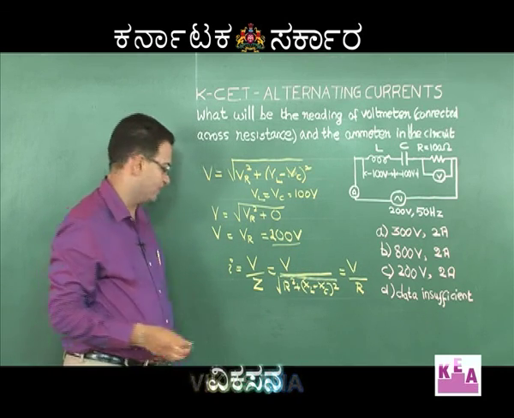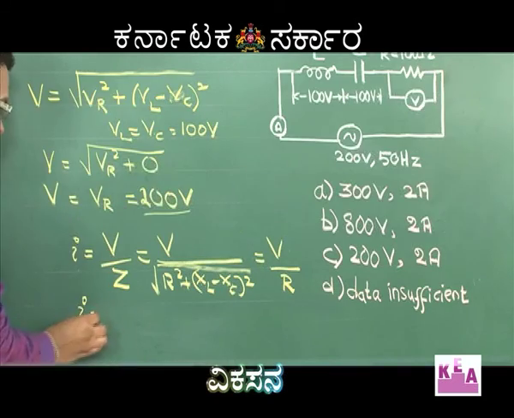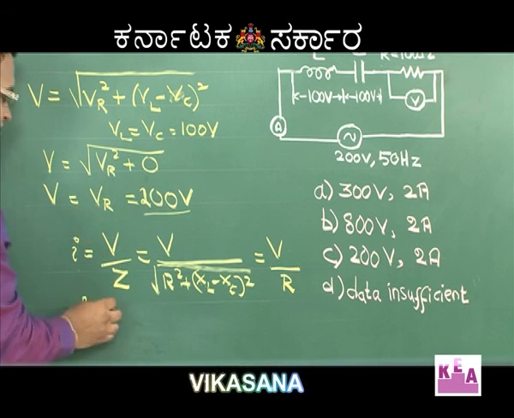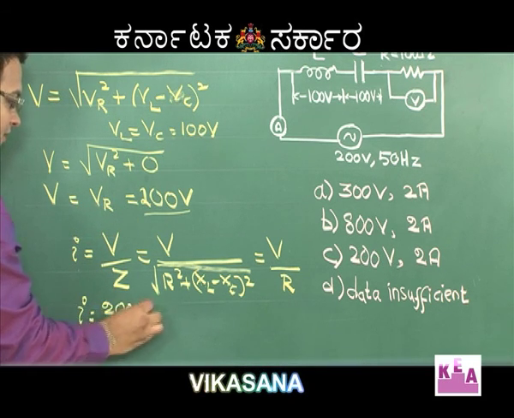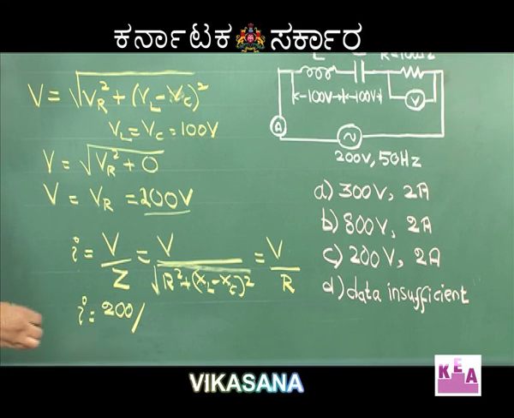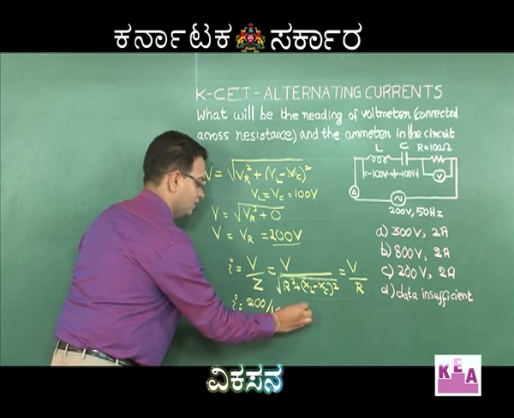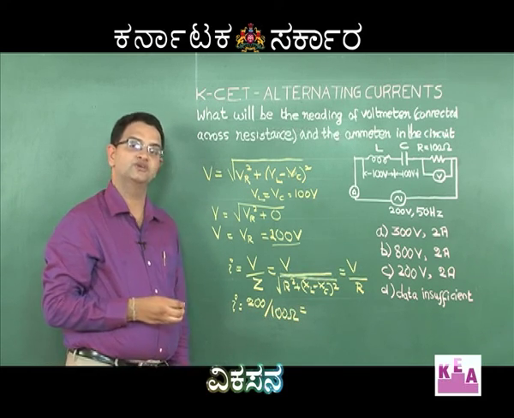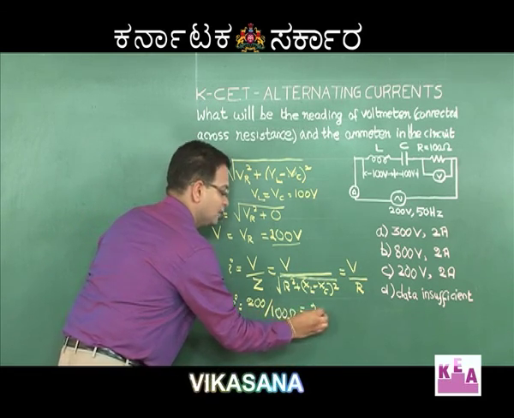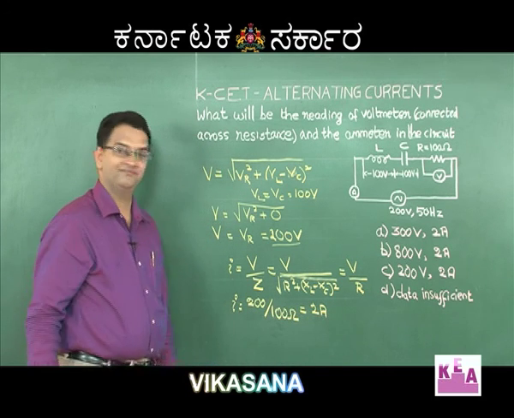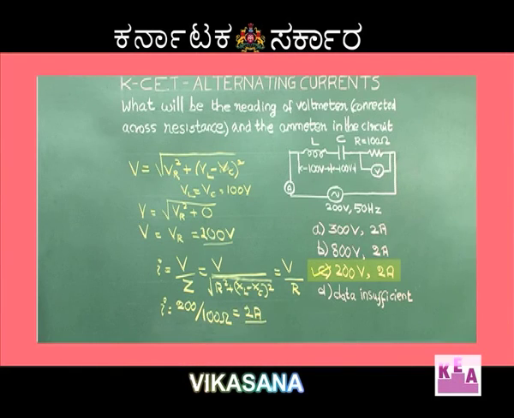Now, the problem becomes very simple. I is equal to the applied voltage, 200 volts, divided by the resistance, which is 100 ohms. Therefore, the current through the circuit is indeed 2 amperes. Therefore, the correct answer is 200 volts and 2 ampere, which is the third option.